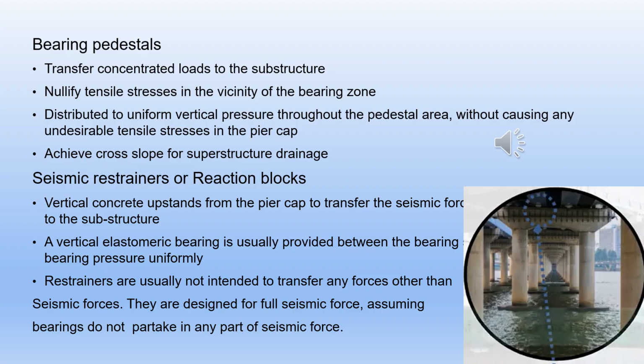Bearings are placed over the bearing pedestal to transfer loads to the pier cap. Bearings transfer heavy concentrated loads to the substructure and cause tensile stresses in the vicinity of the bearing zone. The reinforced concrete, that is, RC pedestals are designed to nullify these effects so that the concentrated load is distributed to uniform vertical pressure throughout the pedestal area without causing any undesirable tensile stresses in the pier cap. Pedestals are also helpful in achieving the cross-slope for superstructure drainage. As per IRC 5, pedestal heights range from 150 to 500 millimeters.